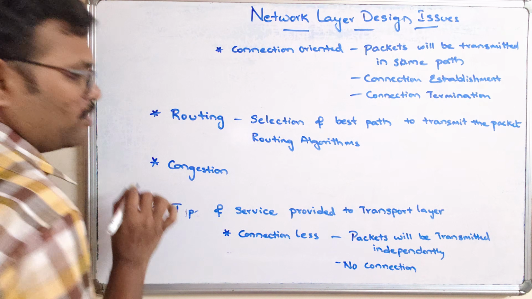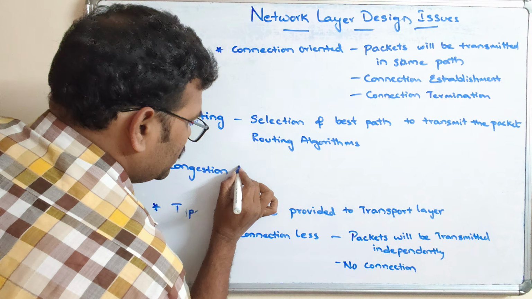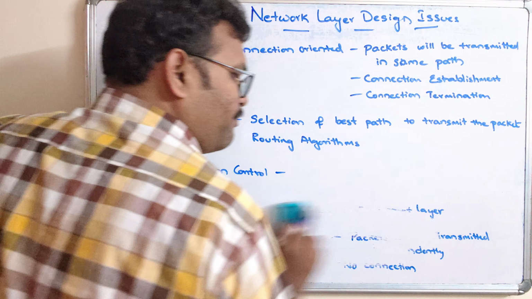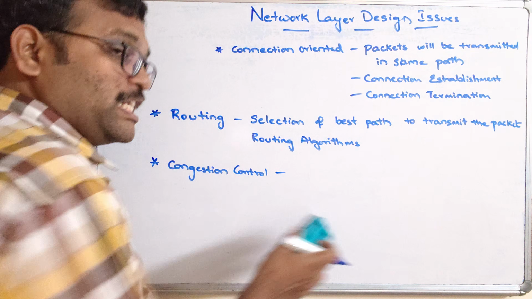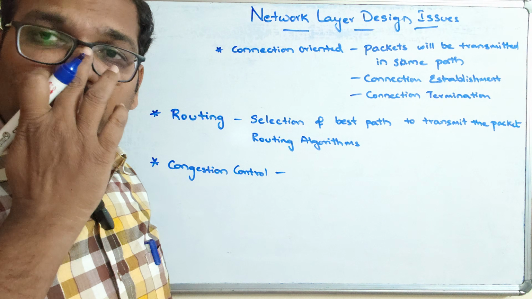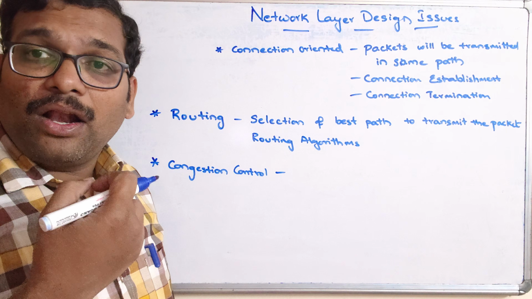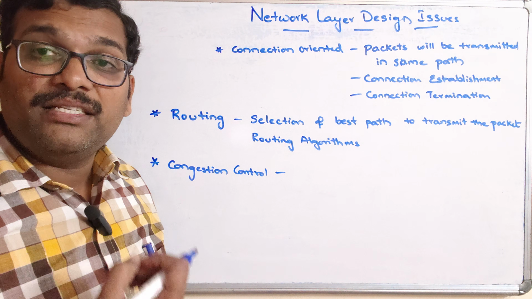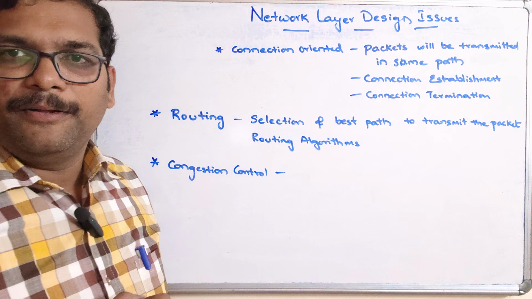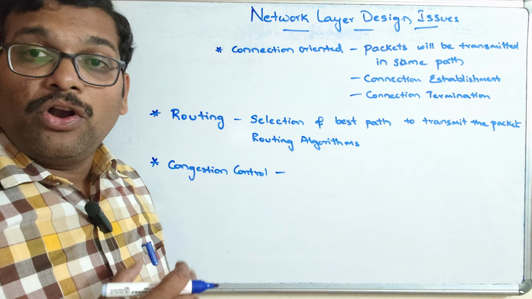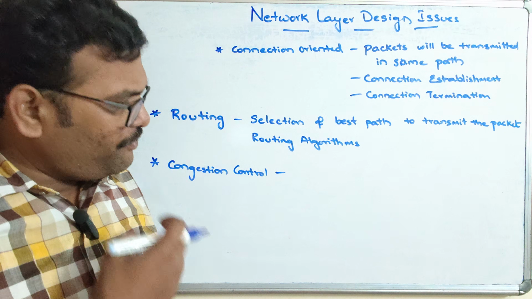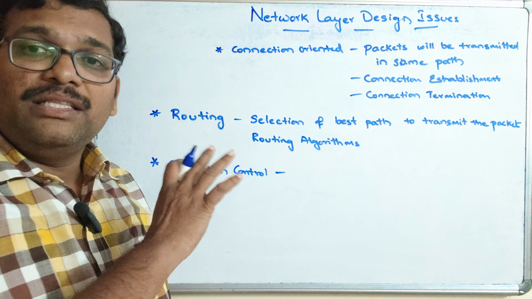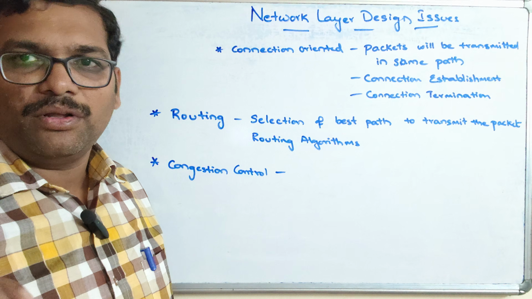And the next important point is congestion control. One more design issue, congestion control. So what is meant by congestion? Congestion means if more packets are being transmitted to the destination, there might be a data loss or a delay in receiving the packets. Simply we can say there will be more traffic in the bandwidth. In order to avoid that, there are a few congestion control algorithms, and by using those, congestion can be controlled.